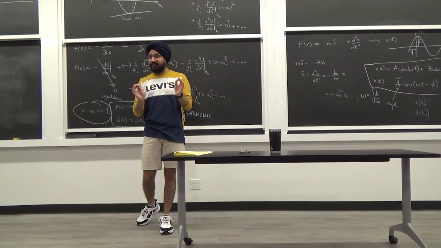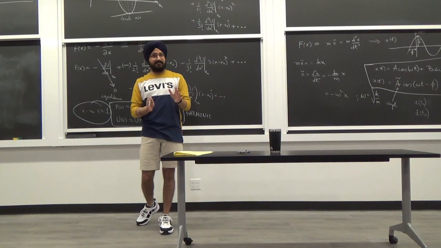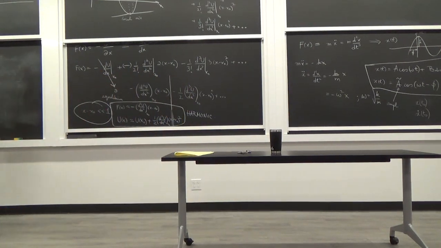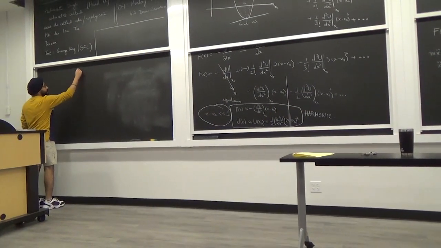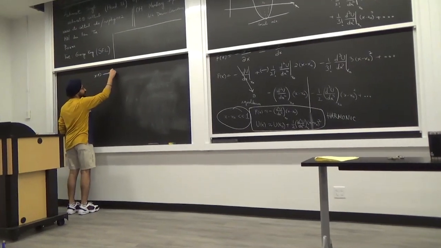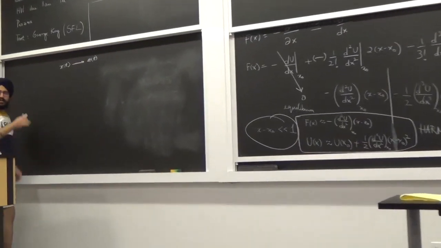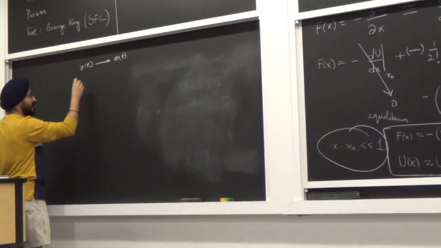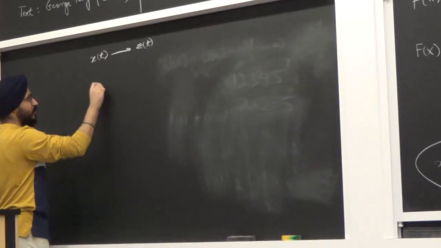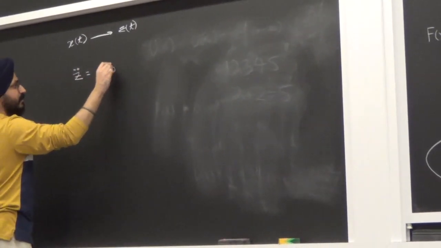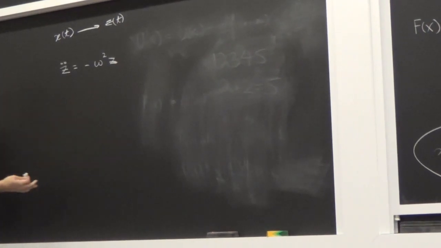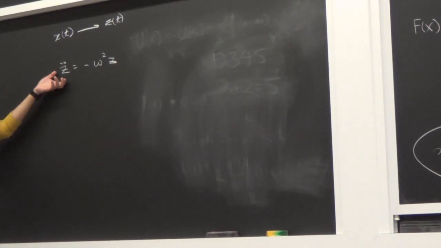It has no physical meaning to it. It's just a mathematical trick, okay? So what we do is we promote x of t to a complex number z of t, and solve everything as it was. So the equation then becomes z double dot equals minus omega squared z. You solve it, get the answers. But now z is a complex number.